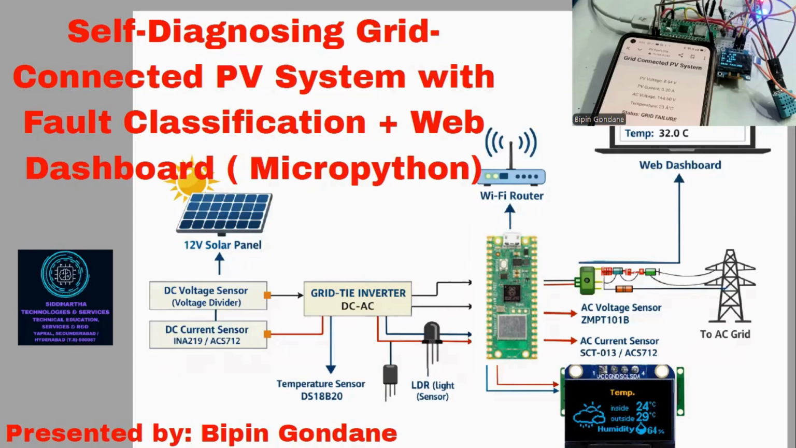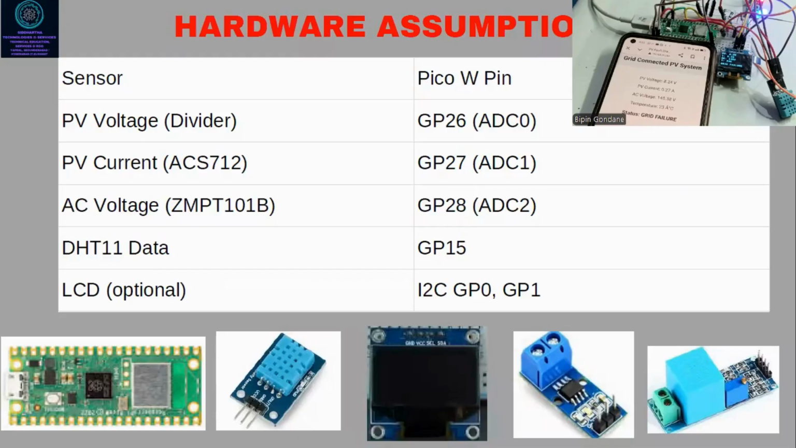First, the name of the project. It is a self-diagnostic grid-connected PV system with fault classification plus web dashboard in MicroPython language. So here, what are the components I have used? These are the hardware components, all the hardware connections that we have given.